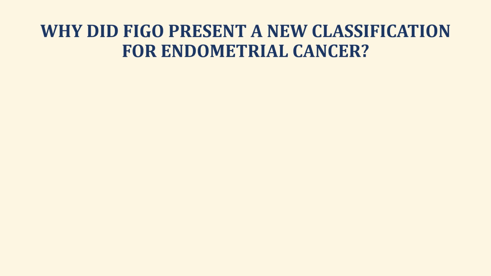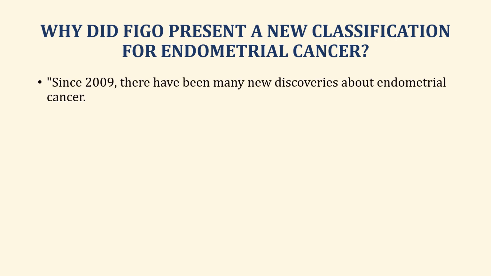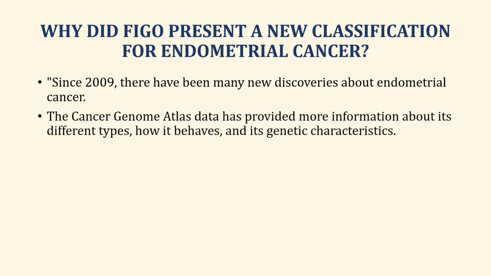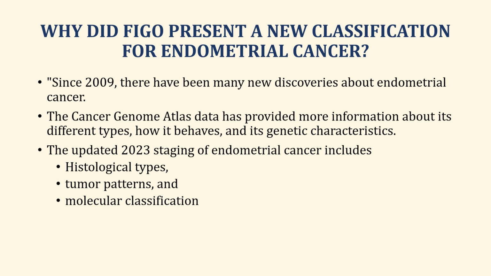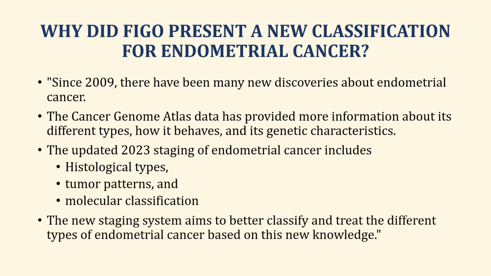Why did FIGO present a new classification for endometrial cancer? Your answer time starts now. So since 2009, when the last classification was released, there have been many new discoveries about endometrial cancer. The Cancer Genome Atlas data has provided more information about its different types, how they behave, and their genetic characteristics. The updated 2023 staging of endometrial cancer includes histological types, tumor patterns, and molecular classification. And this new staging system aims to better classify and treat the different types of endometrial cancer based on this new knowledge.